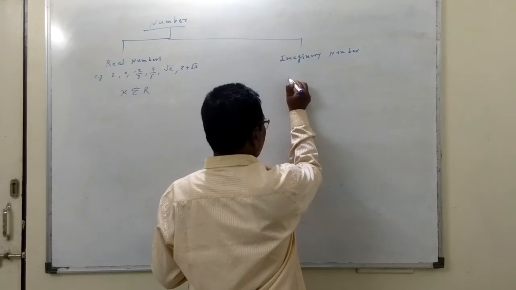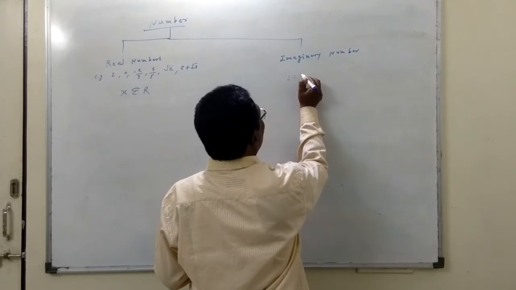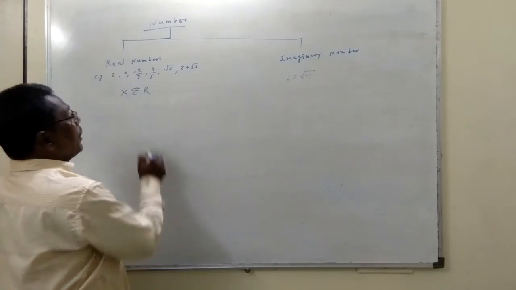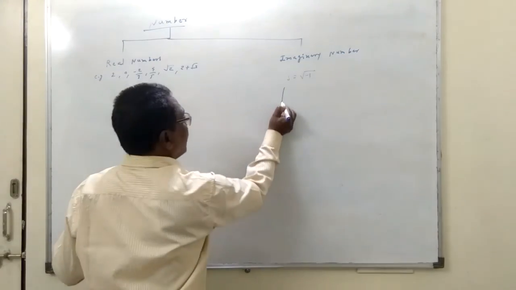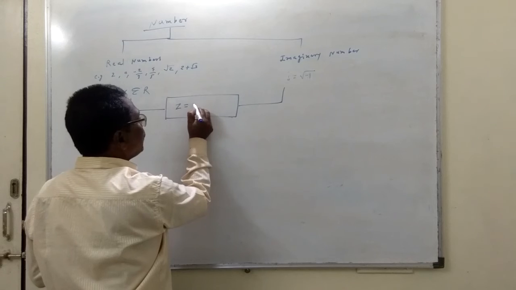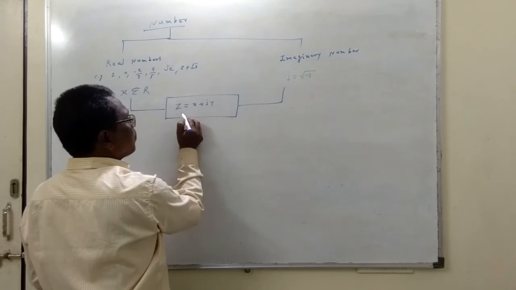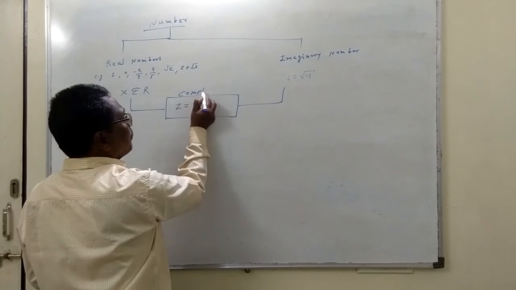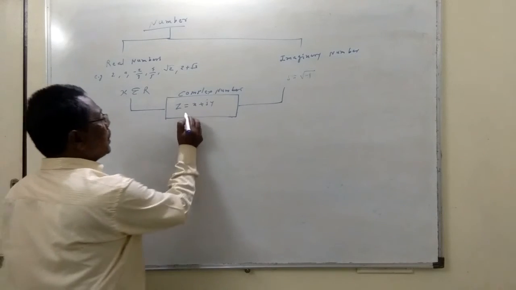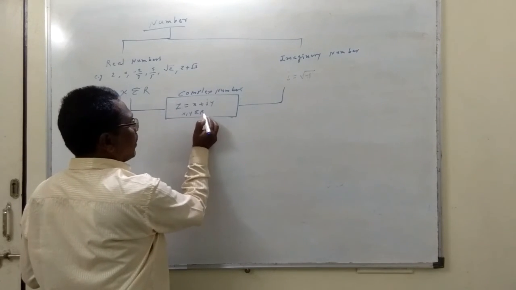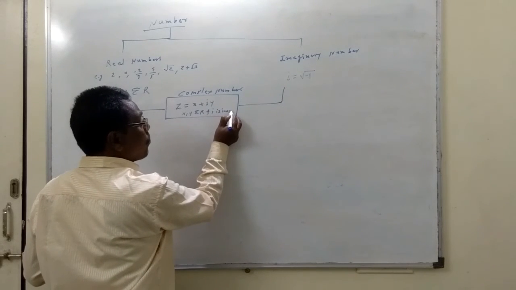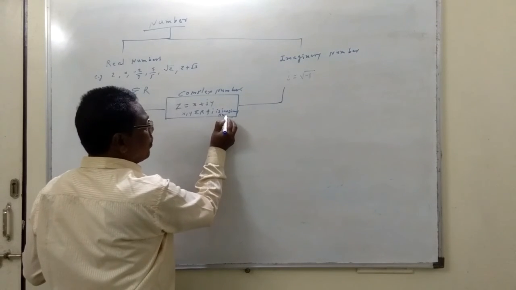The imaginary number that we have studied is denoted by i is equal to root of minus 1. When we combine real and imaginary numbers, the number formed is z is equal to x plus iy. This number is the complex number. So a complex number means the combination of real and imaginary numbers. Here x and y both belong to R and i is the imaginary number.